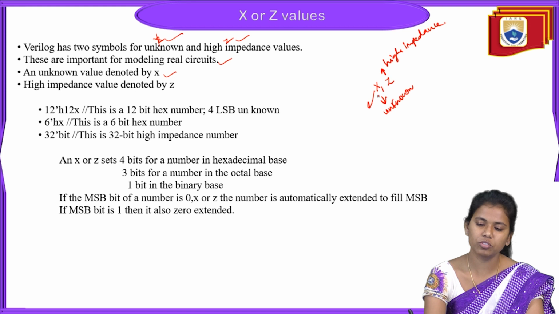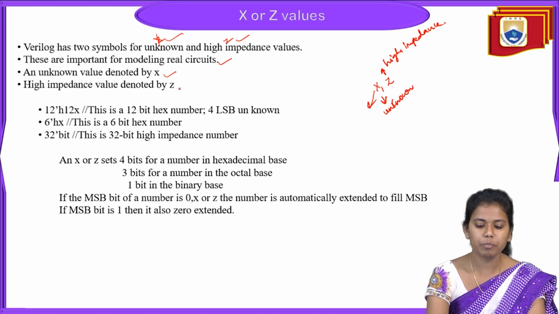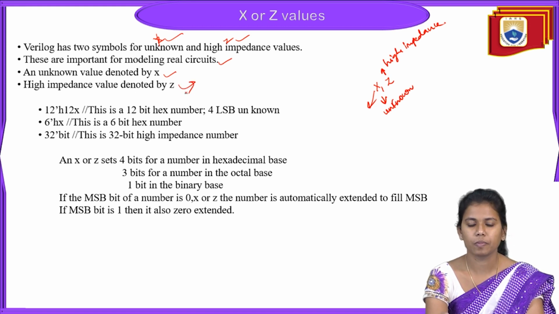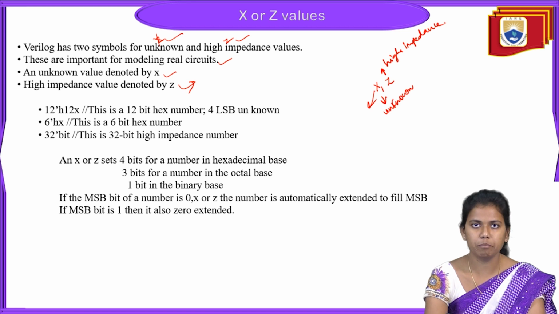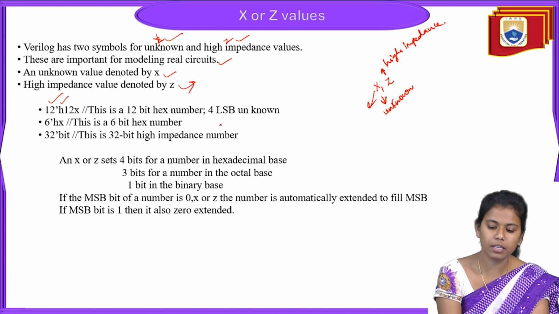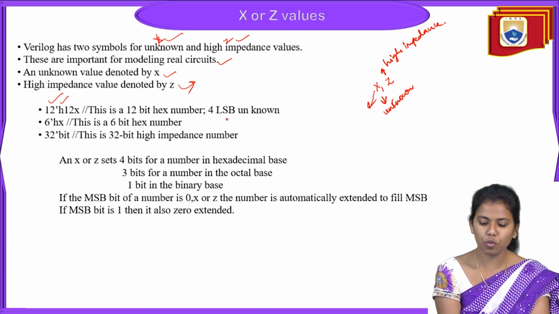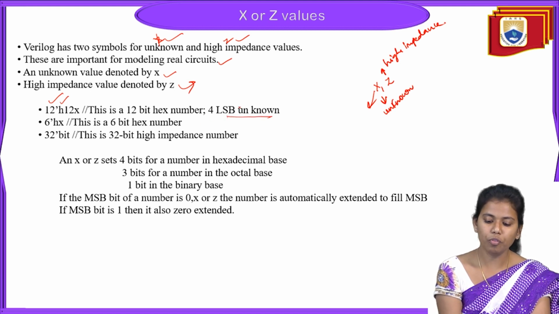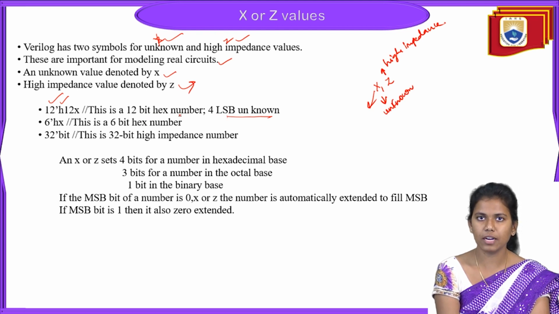So unknown value is denoted by X and high impedance value is denoted by Z. Okay, coming to the example, we discuss 12'h12X. Here it is a 12-bit hexadecimal number and it has 4 LSBs unknown, so 4 least significant bits. So here in this 12-bit hexadecimal, the 4 least significant bits are unknown bits.